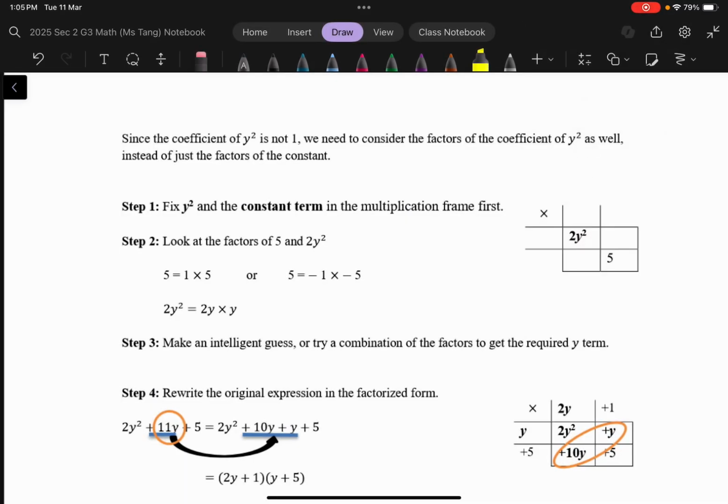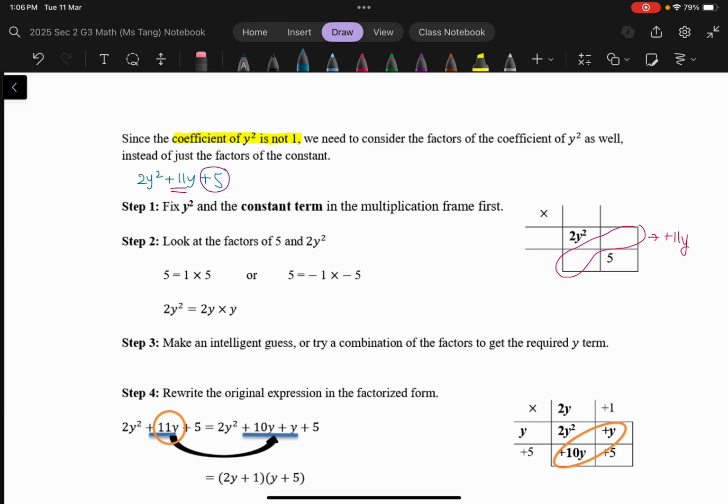Okay, now we need to learn how to factorize expressions when the coefficient is not 1. So for the expression 2y squared plus 11y plus 5, if we need to factorize it, what we would need to do first is still identify the constant term and the target. So for the target, we know that when we add up these two, it should give us positive 11y.